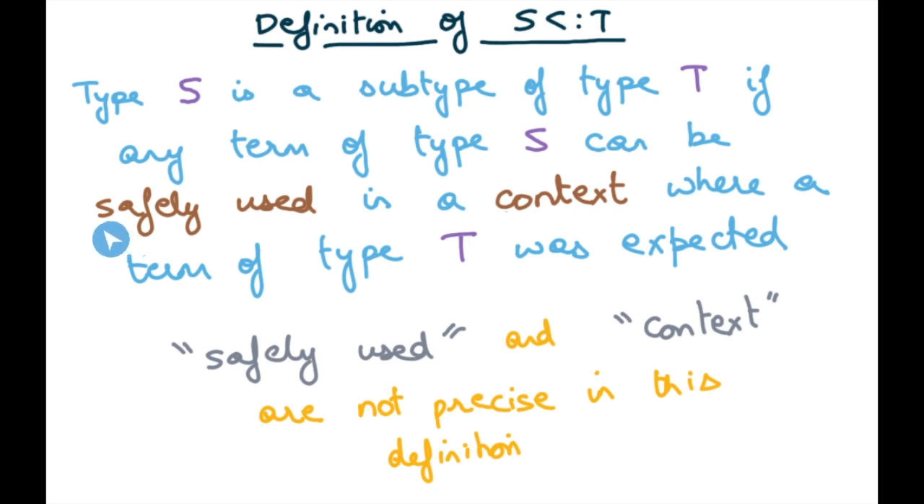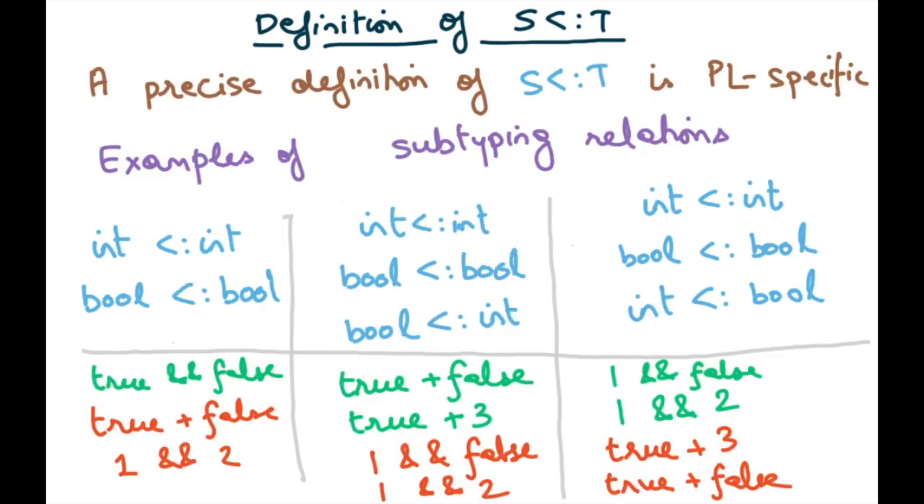Okay, so I'm going to show some examples to explain this. But the key words here are "safely used" and "context", and they are not precise in this definition. They are actually very programming language specific, and so when we look at examples, this will become clearer. So the precise definition of S is a subtype of T is very programming language specific. And here are some examples of subtyping relations.